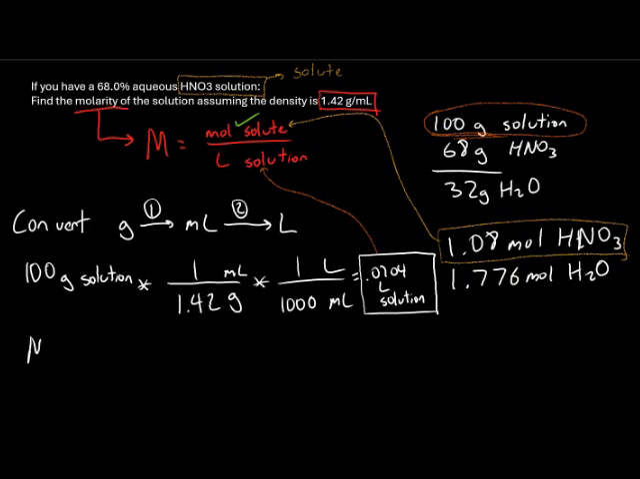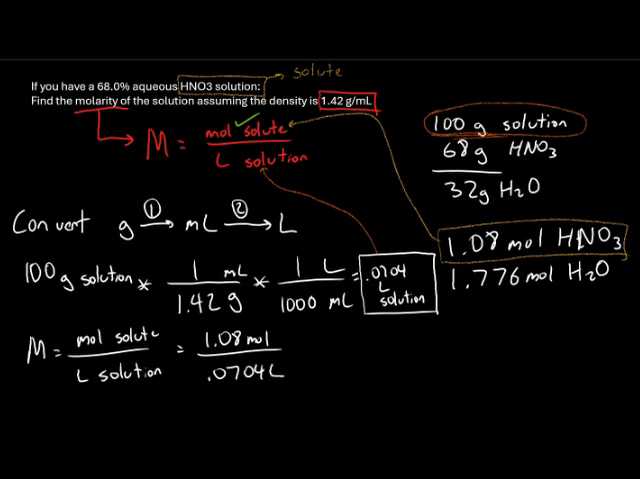And now we'll write that molarity is our moles of solute over liters of solution. Our moles of solute are 1.08 moles divided by 0.0704 liters. We divide this in a calculator. This gives us 15.3 molarity.